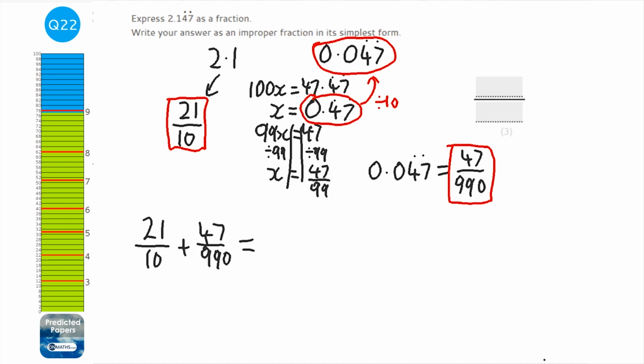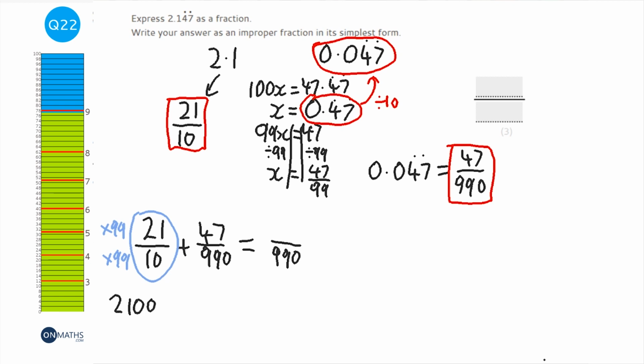So we need the bottoms the same. So I need to times top and bottom of this first fraction by 99 to get the bottoms the same. The bottom one is going to be 990, which is the whole point of it. And so we need to do 21 times 99. Well, what I can do is times 21 by 100, and then just take away 21 from it. So that's going to be 10 take away 1 is 9. 9 take away 2 is 7. That's going to be 0, and that's going to be 2.